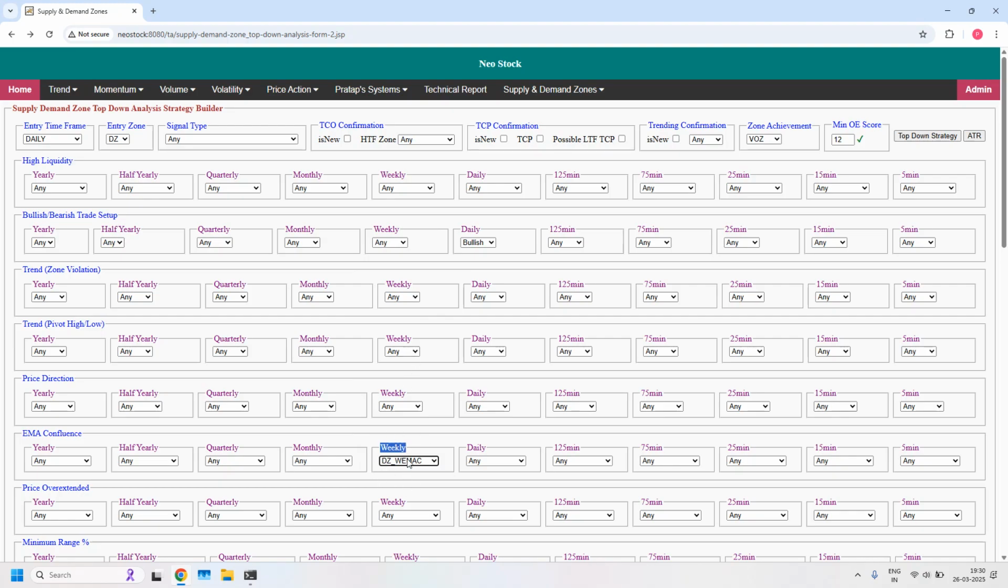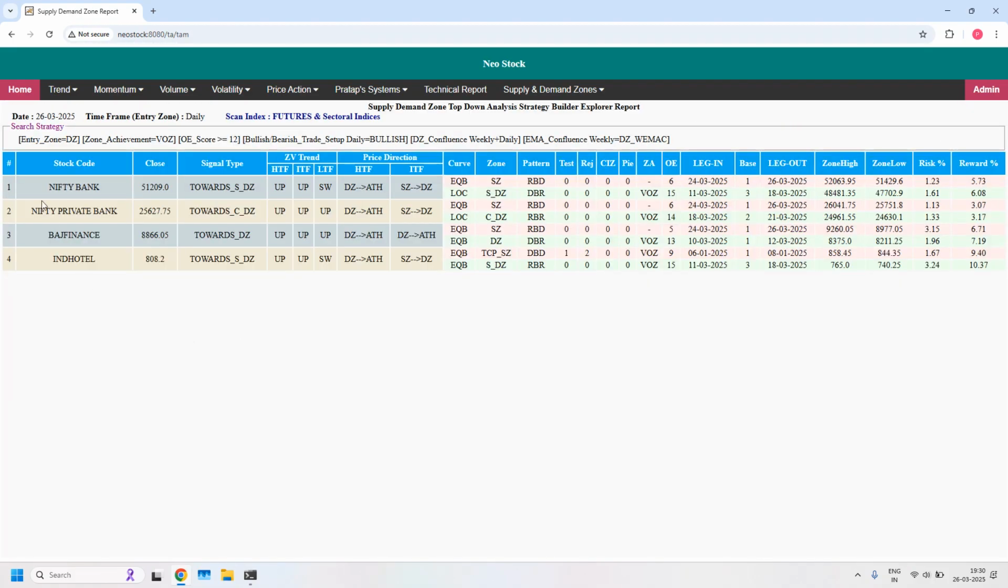And anyway, weekly trend is uptrend. So we got 4 stocks. So these 4 demand zones are having even more high probability to get success. These are the more high probability based on LTF, ITF demand zone confluence and ITF EMA confluence.